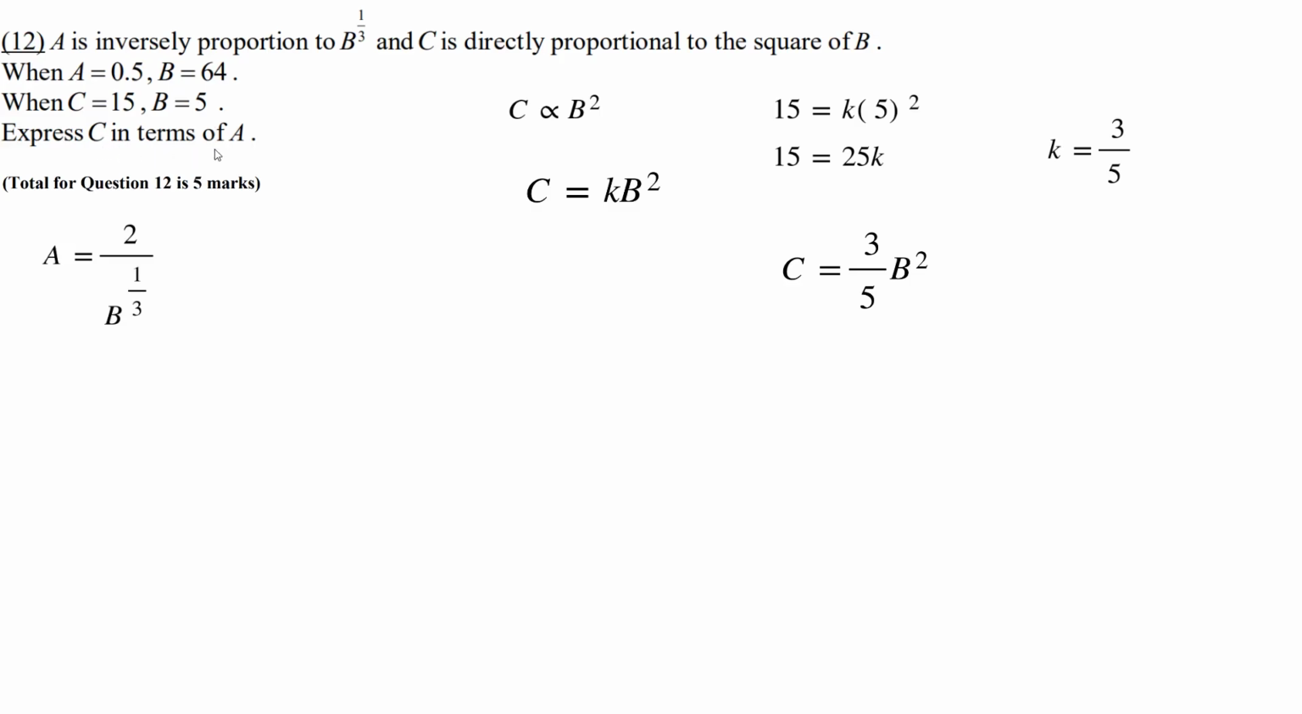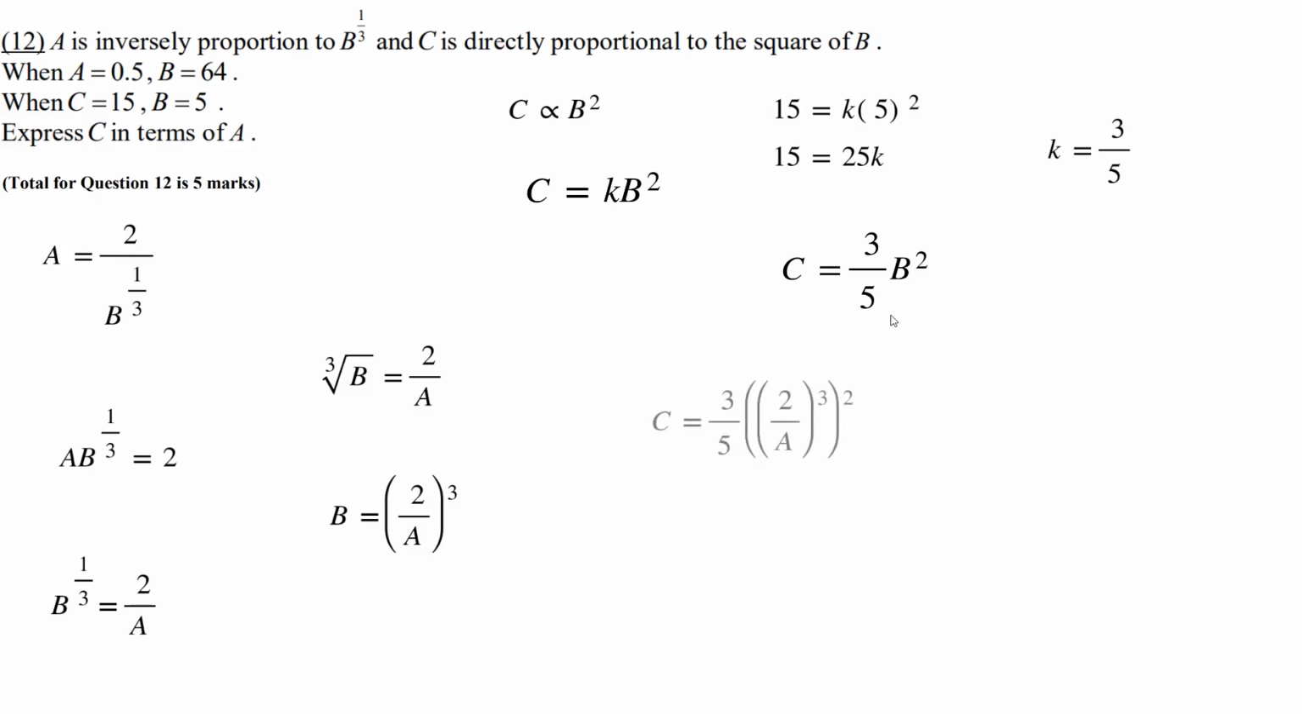Now, we want to express c in terms of a. What that means is saying c equals something, and then in that something is an a. So let's just rearrange this. We'll multiply by the cube root of b on both sides, and then we'll divide by a. So b to the 1/3 is the same as the cube root of b. So we'll just cube both sides to get b equals 2 over a all cubed. And then we can just plug this into here to get 3/5, and then I've just plugged this b into that b there to get this.